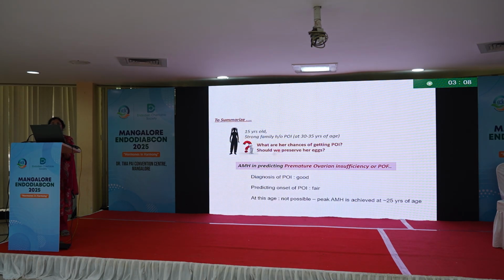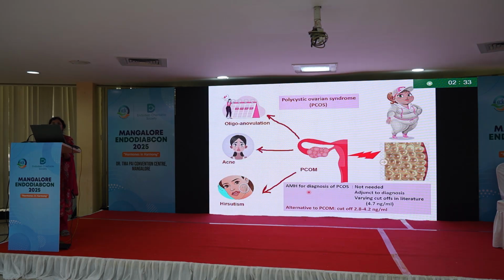So my patient, 15 years old, whether to predict POI at this age, it's not possible because she has not yet achieved the age at which the peak AMH is achieved. So here I can't predict, but otherwise in normal women between 25 to 40 years of age, AMH is very good in making the diagnosis. But predicting the chance of getting into POI in the next 3 to 5 years, that I can at the max say it is fair. Again, for individualized answers, I don't have those kinds of answers.